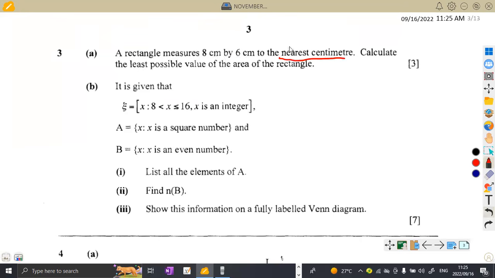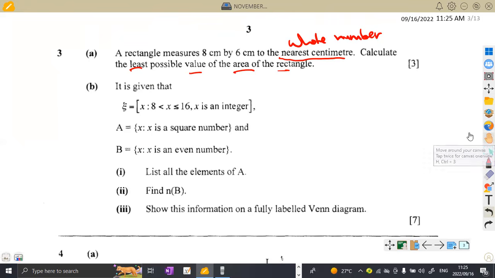Remember, guys, what I talked about on the degree of accuracy when you're dealing with estimations. When you're doing estimations, calculate the least possible value of area of the rectangle. So these values were rounded to the nearest centimeter, which means to the nearest what? To the nearest whole number. That is what it means. So the numbers were rounded off to the nearest whole number.